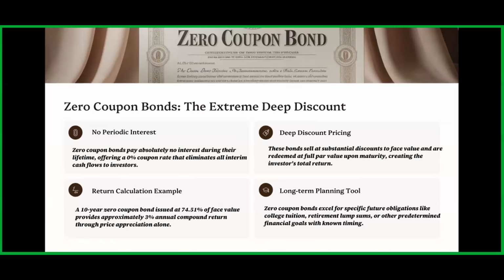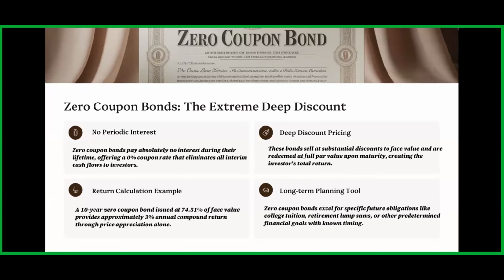The zero coupon bond excels for specific future obligations like college tuition and retirement lump sum. We know that parents make investments for their goals or objectives. The parents already know how many children they have and what education they will provide for their kids. So for these purposes, proper planning is made by the parents to fulfill the financial obligations, that is the college tuition fees. Also the parents require a lump sum amount for their retirement, or any other predetermined financial goals with known timing.